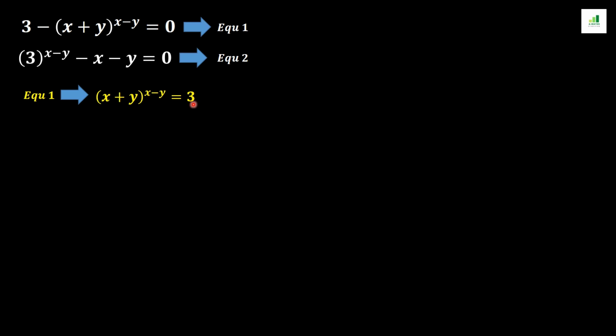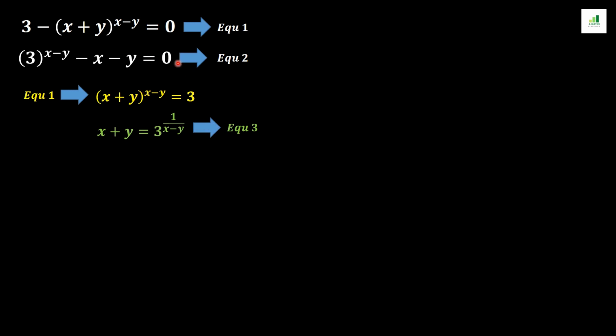Now in the next step, I should raise both sides of the equation to the power 1 over x − y. As a result, I will get x + y = 3^(1/(x − y)), because when I raise the left side to the power 1 over x − y, this x − y will cancel out from 1 over x − y, and x + y comes out. And when I raise this 3 to the power 1 over x − y, I will get 3 to the power 1 over x − y. This is the next expression for this equation, and I am representing this equation as equation number 3.